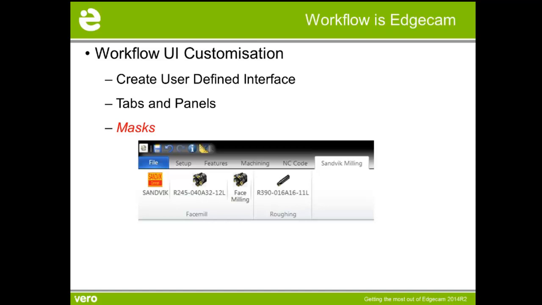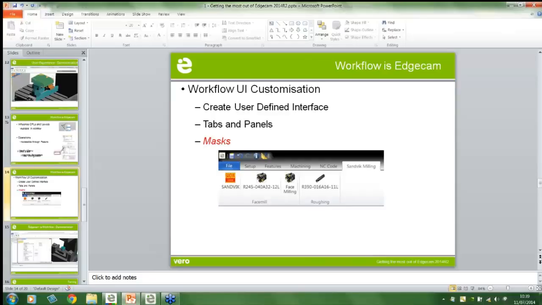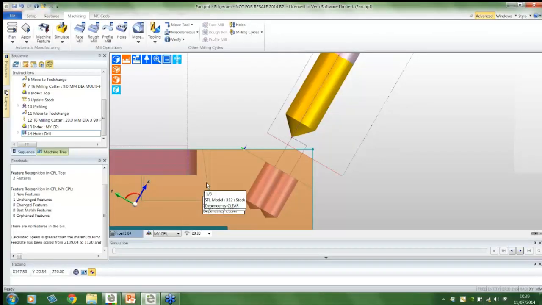And this opens many opportunities to you. You might remember maybe in the previous versions of Edgecam, we gave you the ability to create a mask, a cycle that's been tailored to your own needs. Well, that now could be put onto your own menu if you wish to. And we do this through tabs, we do this through panels. Let's have a quick look.